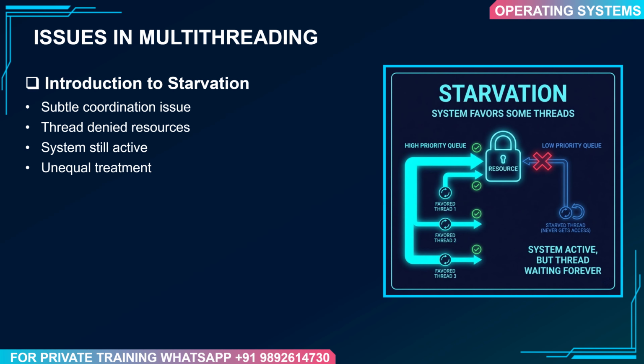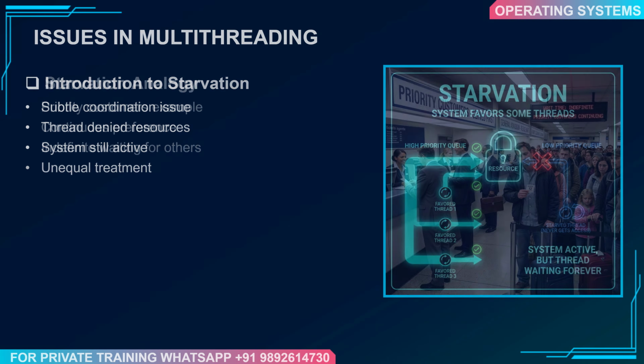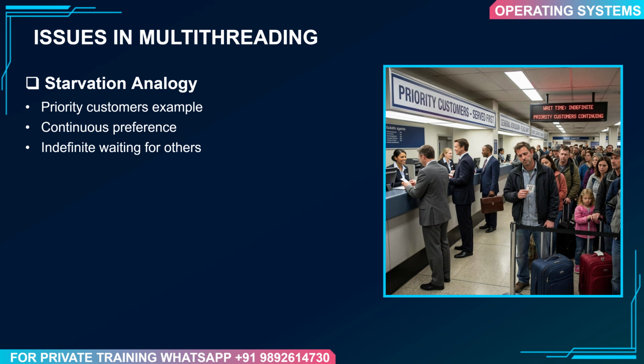Next comes starvation, which is a bit more subtle and often misunderstood. Starvation happens when a thread never gets access to the resources it needs to run, even though the system is still active. Unlike deadlock, where threads are stuck waiting for each other, starvation happens because the system keeps favoring some threads over others. Imagine a ticket counter where priority customers are always served first.